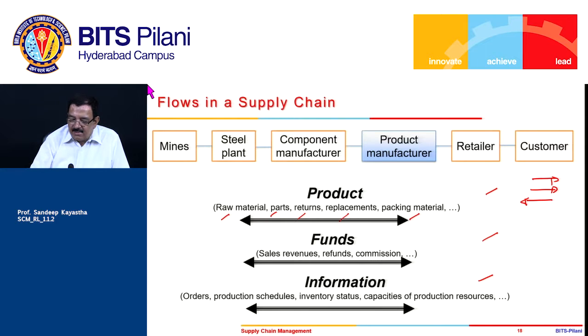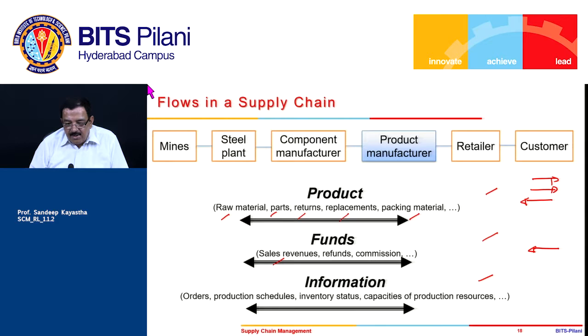Now let us look at the funds. The funds will originate from the customer, and they move in the direction towards the left hand side. The customer gives the money to the retailer. Retailer keeps a part of that as its profit and its cost, and it pays to the product manufacturer for the products that it has purchased, and product manufacturer keeps a part of it as its cost and profit and pays for the components that it buys. So funds will move in the opposite direction. This is also called sales revenue.